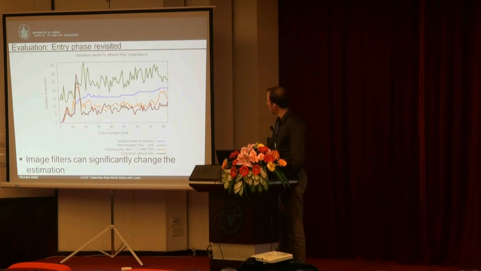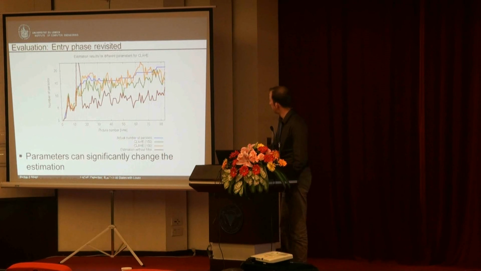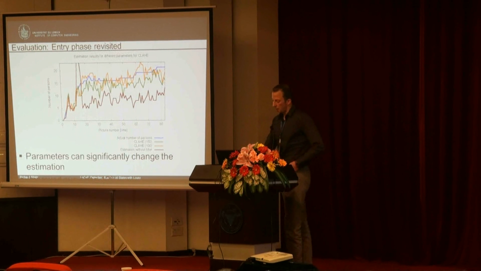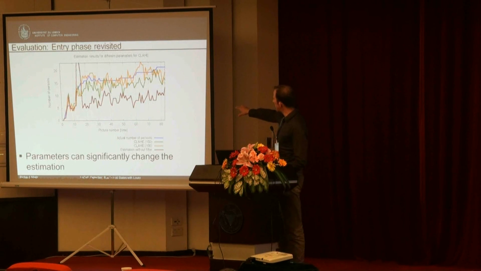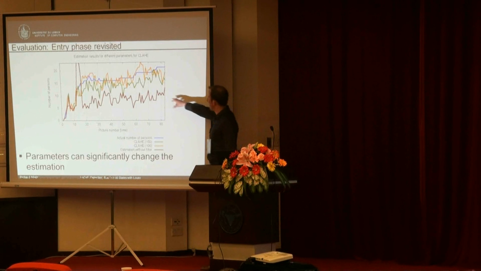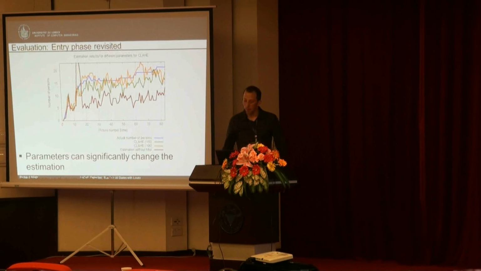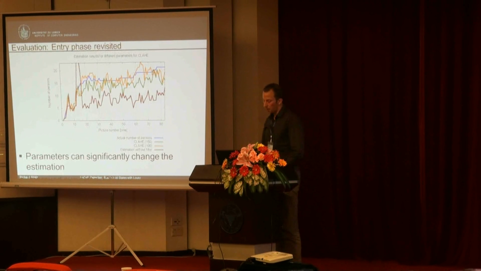What we then also did, with the same filter, the contrast filter, is change the parameters. I won't explain what the parameters are now, but what we can see here again is the red line, what we had before without filters, is much underestimating, but the green and the yellow line are much better estimating now our actual number of persons.